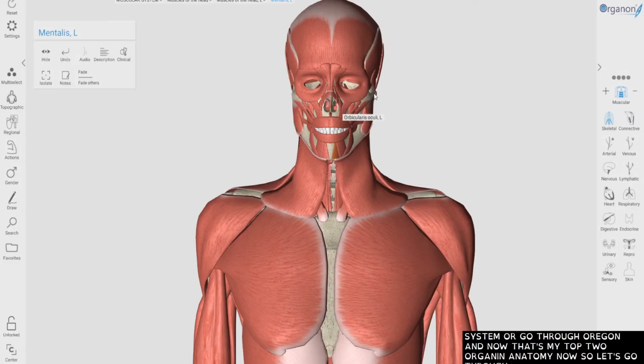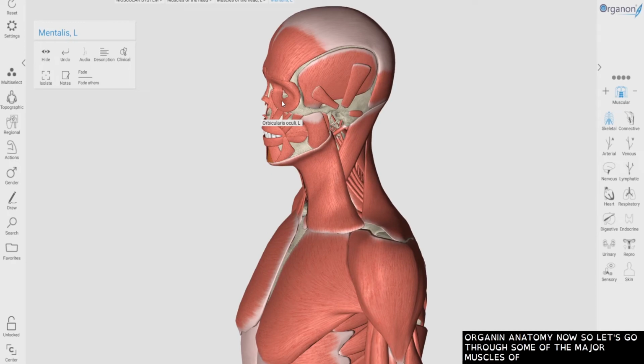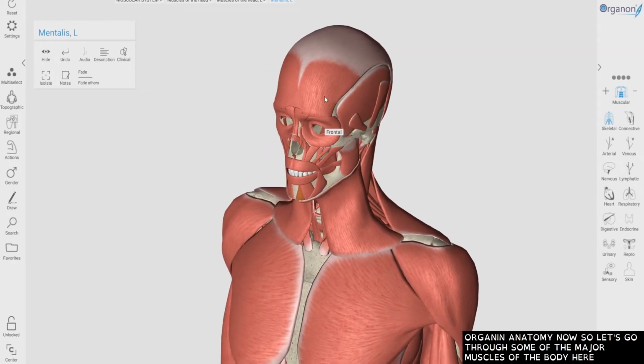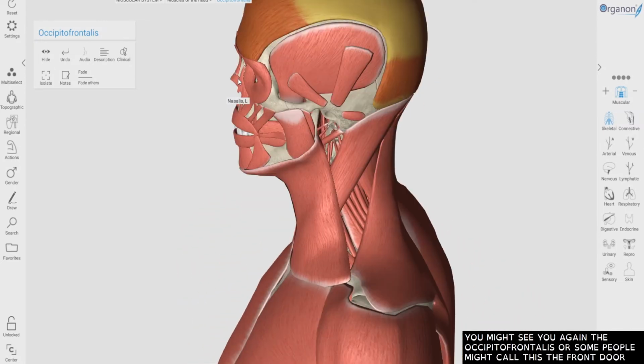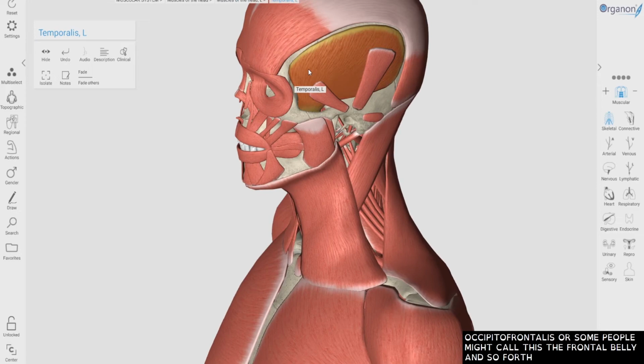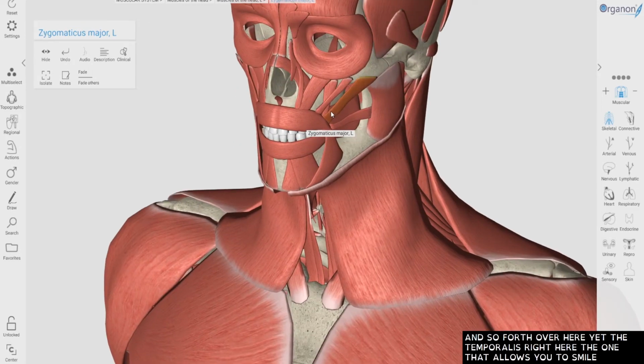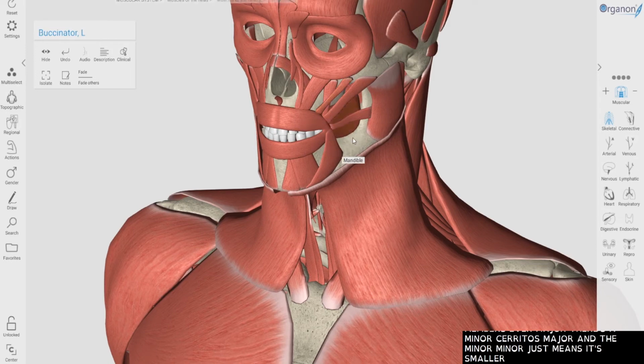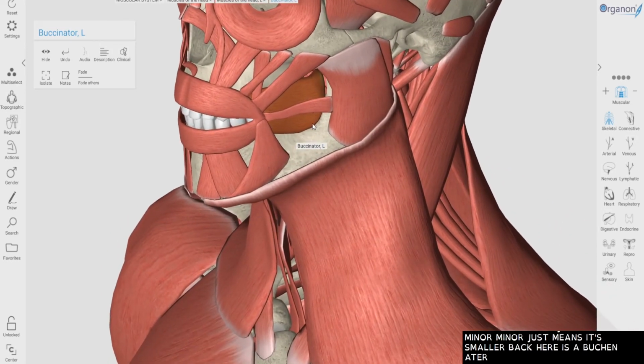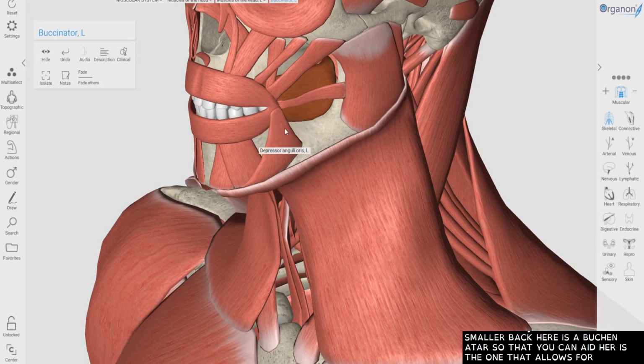So let's go through some of the major muscles of the body here. The ones that are important you might see again: the occipitofrontalis, or some people might call this the frontal belly. Over here you have the temporalis. Right here, the one that allows you to smile, this one's a zygomaticus major. Remember, if there's ever a major, there's a minor. So right there's major and the minor. Minor just means it's smaller. Back here's the buccinator. The buccinator is the one that allows for sucking.